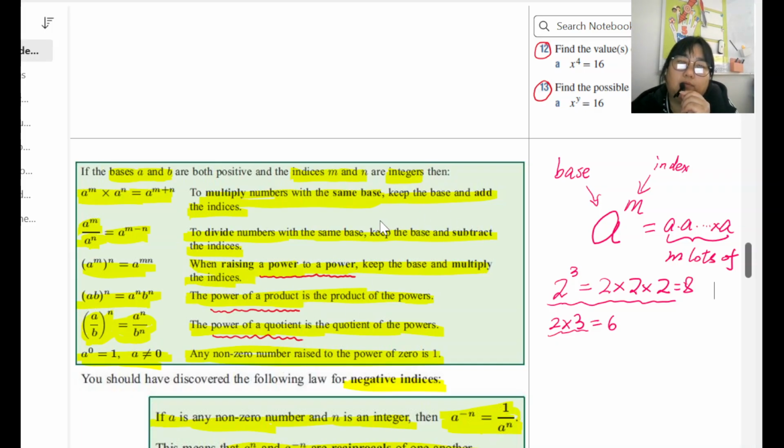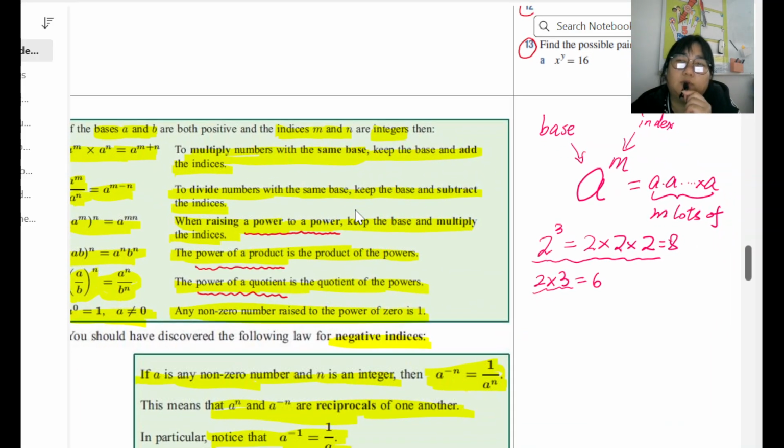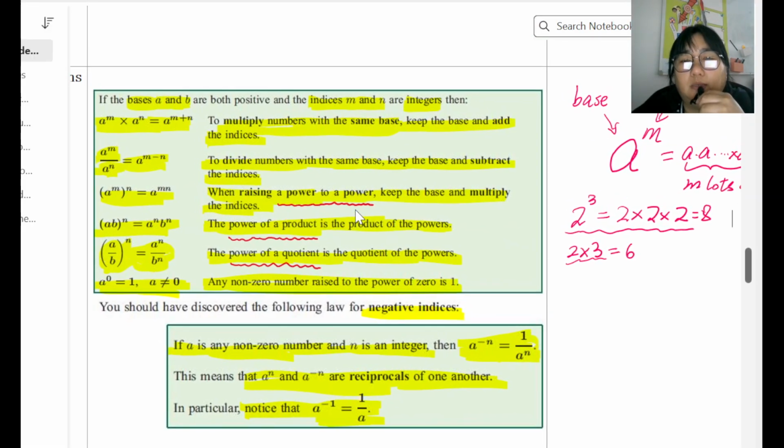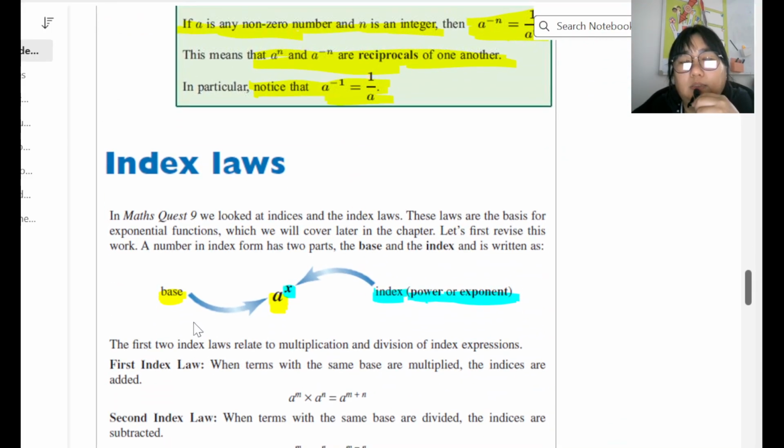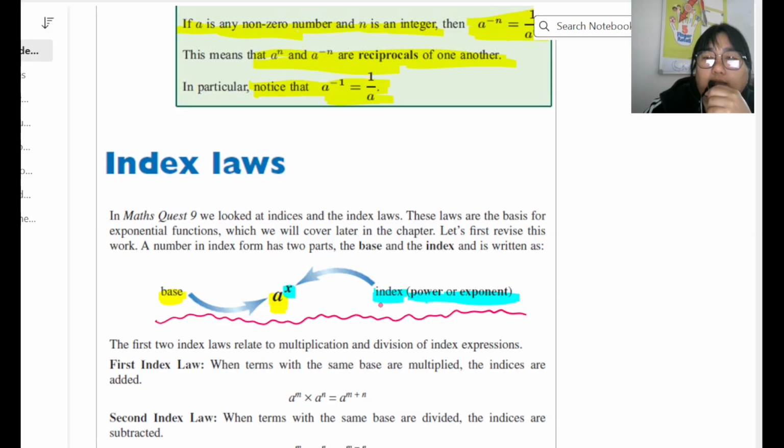So now we can have a look. For these indices, we have a lot of laws we can use. For example, let's look at the first law here. You can see there is also some introduction: the base is a, and x is your indices or power or exponent. It depends on the textbook. Some textbooks say the whole thing is the power. But when you see these 3 words, you all know we're talking about indices kind of questions.